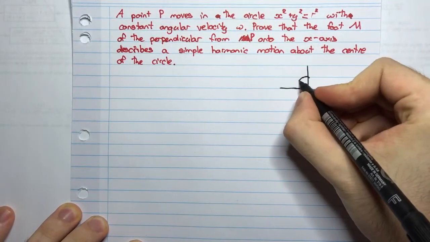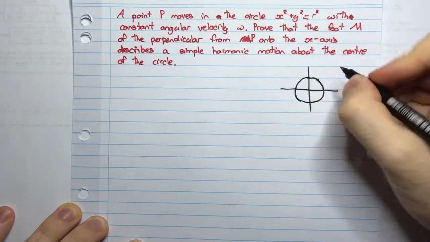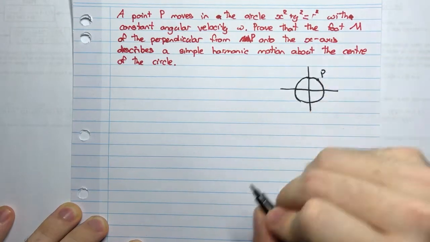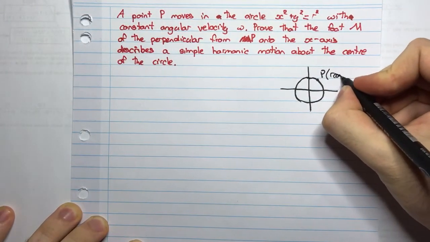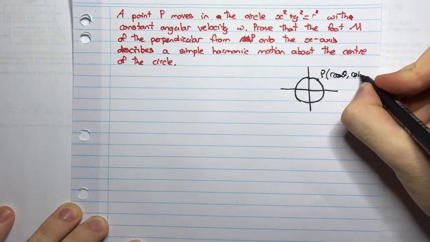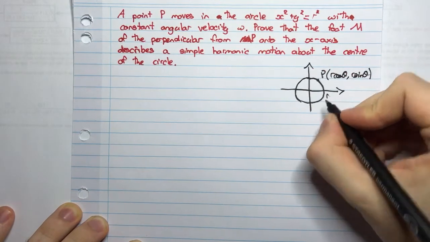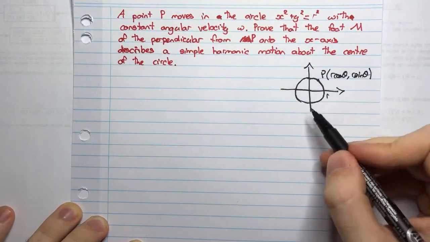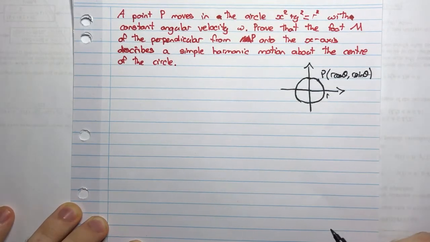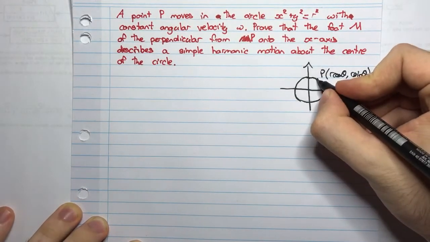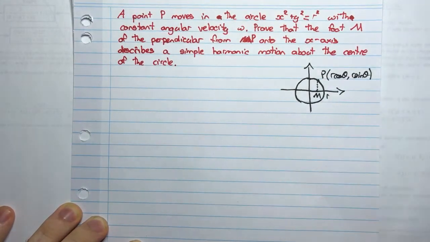a really basic circle, something like this. And I have a point here, P, and the coordinates of this point are r cos theta, r sine theta, because these are the parametric coordinates for a circle, x squared plus y squared equals r squared, right? R is the radius. Okay, so if I drop a perpendicular, as the question said, I get my point M.